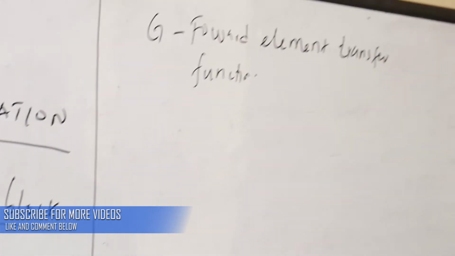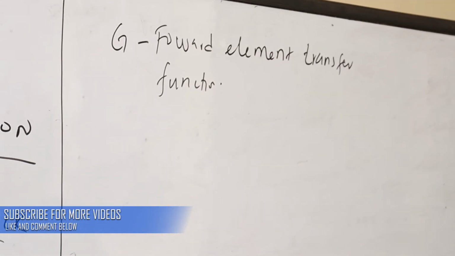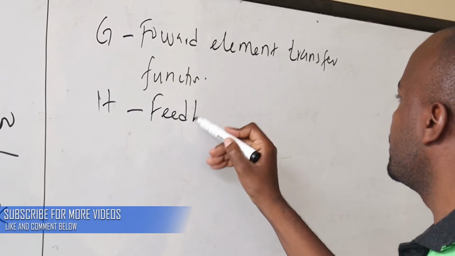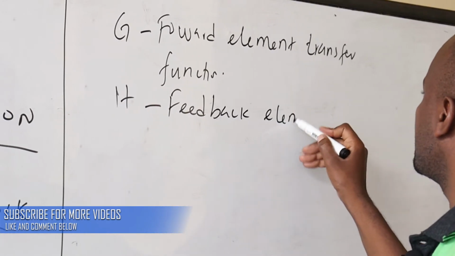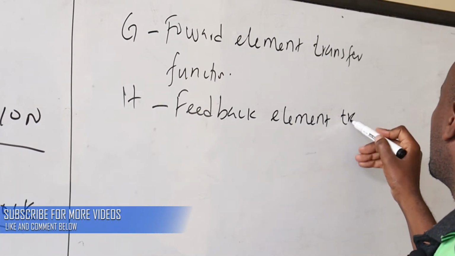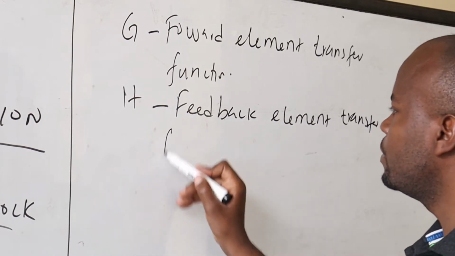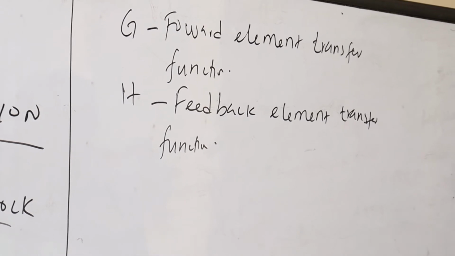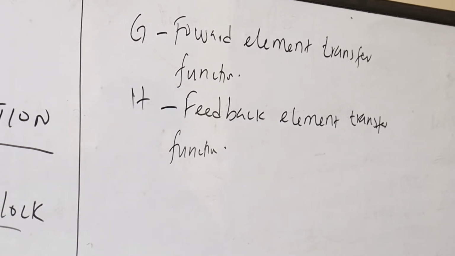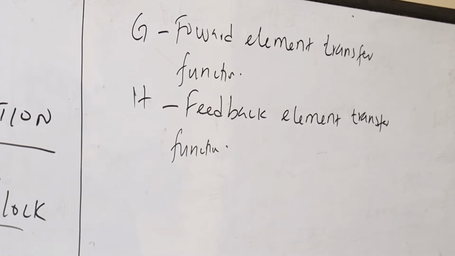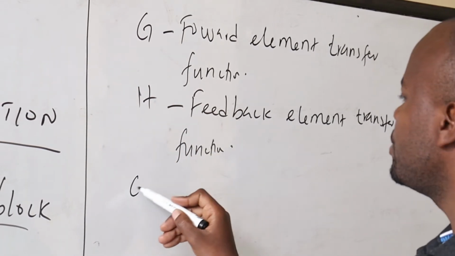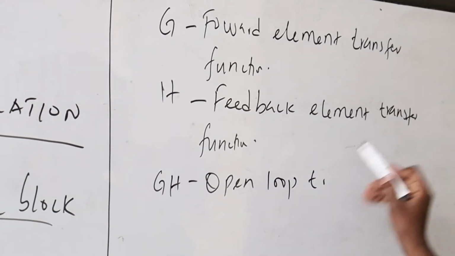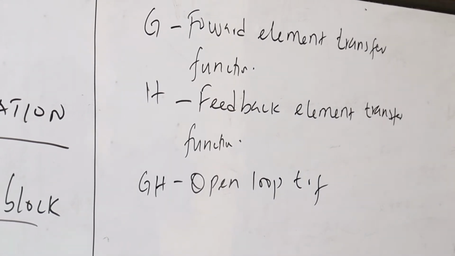The next one that we can talk about is H, which is the feedback element transfer function. Then we can also talk about GH, which is known as the open loop transfer function. GH is the open loop transfer function.